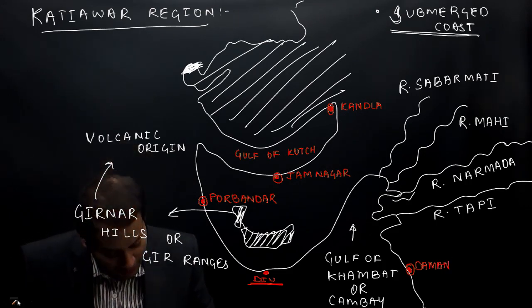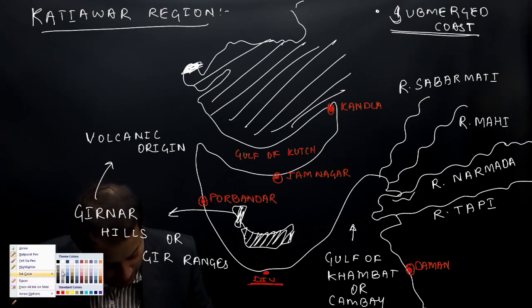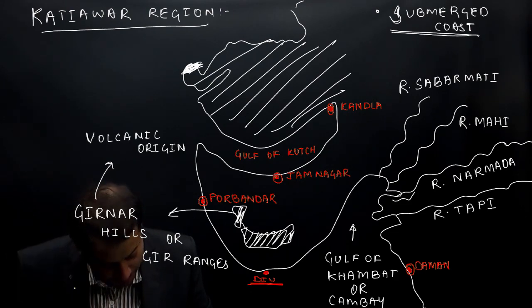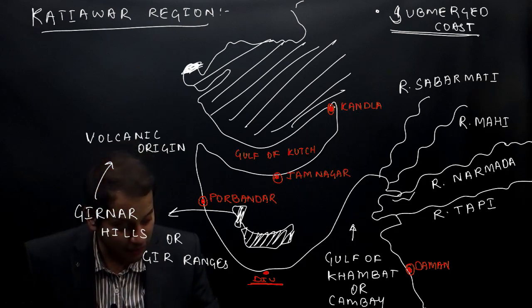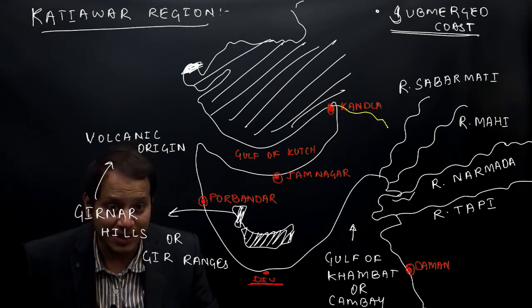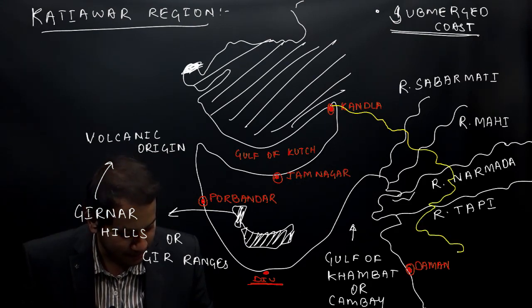Now, I will change the color and try to draw the boundary of Gujarat. Why am I trying to draw the boundary of Gujarat? To make sure that you can answer the most difficult questions also in this examination pattern.